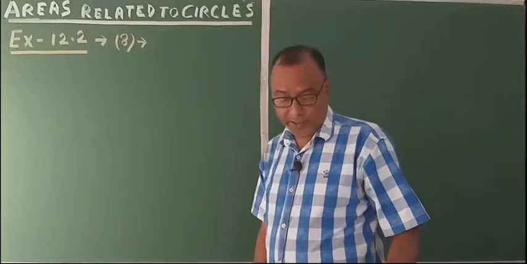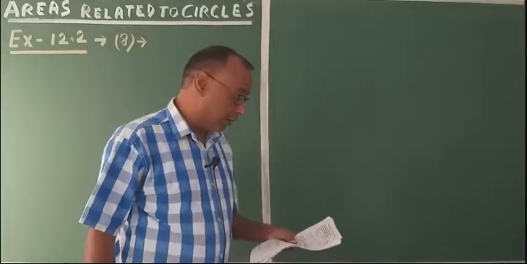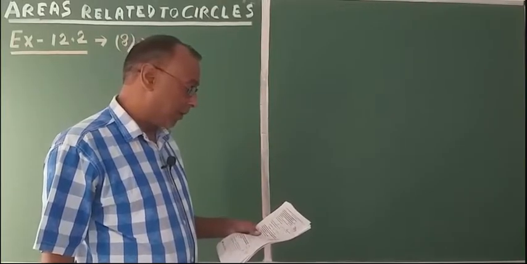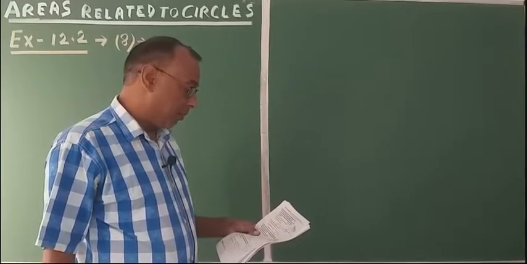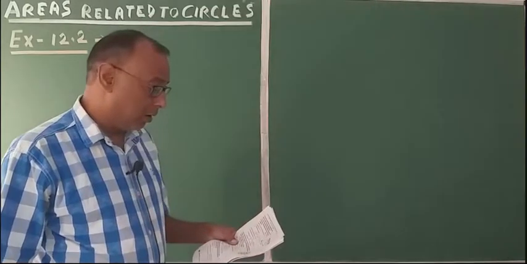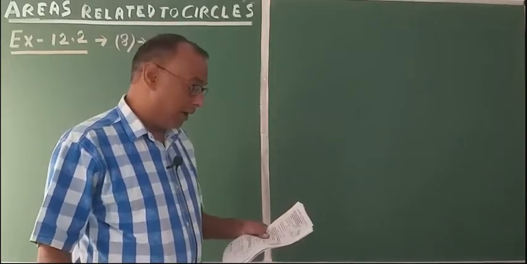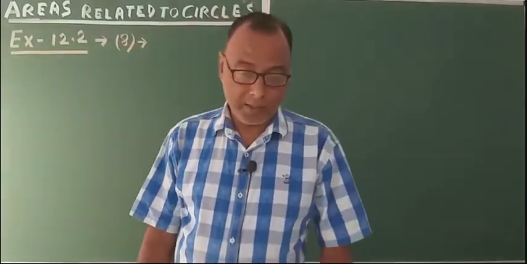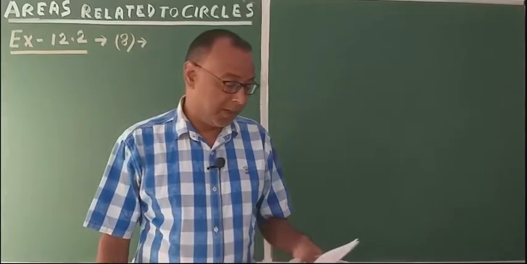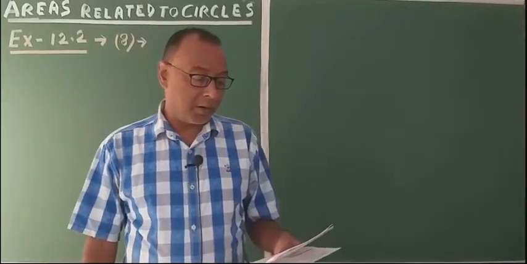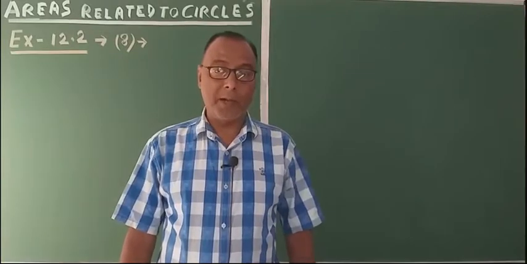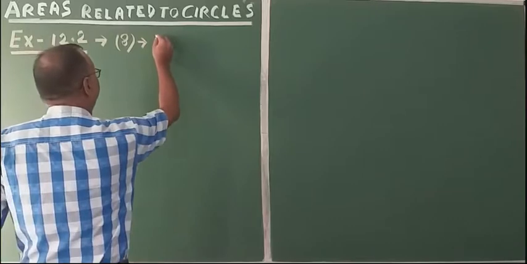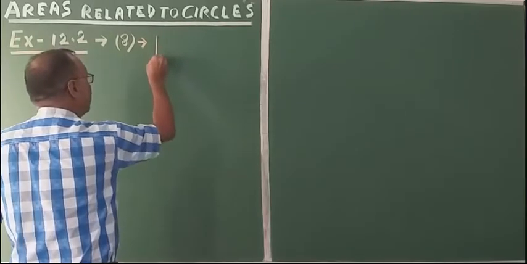Now this is question number 8. A horse is tied to a peg at one corner of a square shaped grass field of side 15 meter by means of a 5 meter long rope. A horse is tied to a peg, that is a stake, in a square garden whose side is 15 meters, by means of a 5 meter long rope. It is tied at one corner.